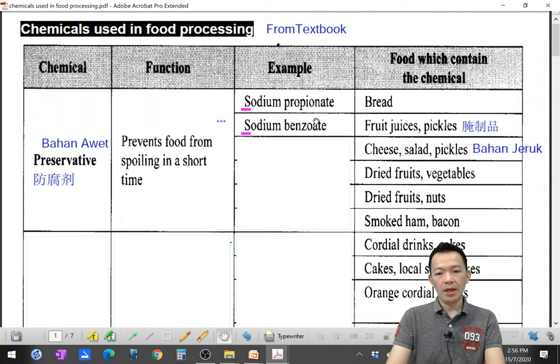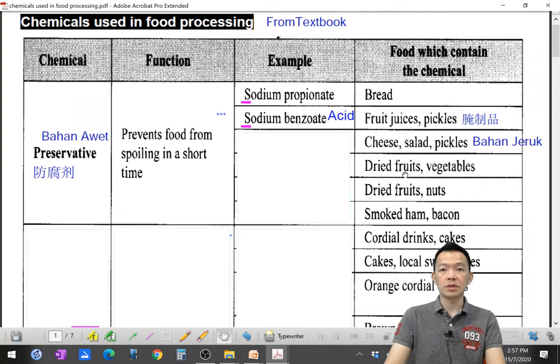If you look at the label, 如果你读它的标签 label, you must see the name called sodium benzoate. Besides sodium benzoate, actually sometimes they call benzoate acid. 有时候啊, 它的名字就叫 benzoate acid. So the best example to remember, and the most common preservative, 最普通的 preservative, 有一点酸性, 然后因为酸性嘛, 微生物不能成长, okay, sodium benzoate or benzoate acid. Or any example, 有什么例子呢?